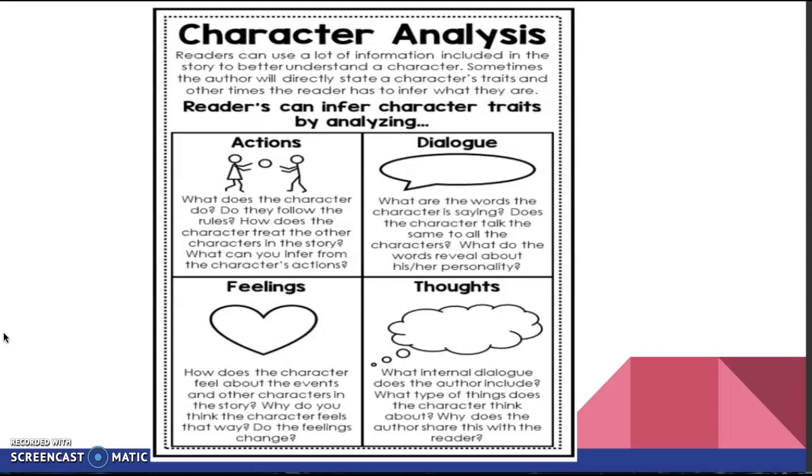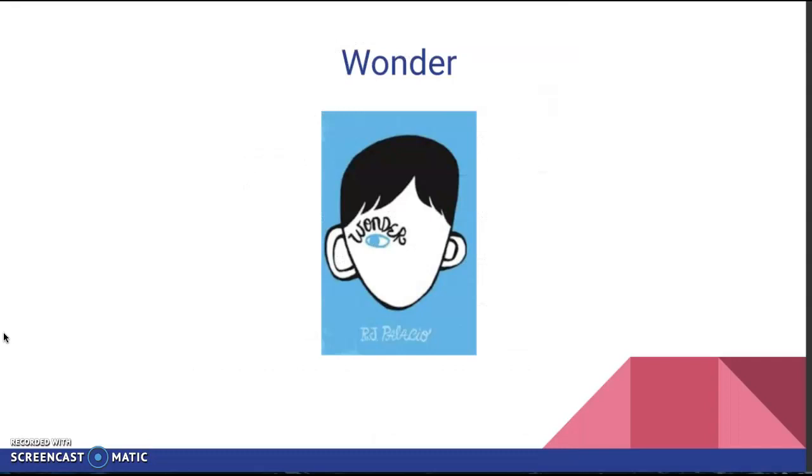You also can take a look at their feelings. How does a character feel in a given situation? And lastly, we have their thoughts. What internal dialogue is going on for that character, and does the author actually include it? So I'm going to read a page to you from Wonder. We're going to think about August in this particular page, and then take a look at his feelings and his actions and his dialogue and his thoughts. Okay, so here we go.